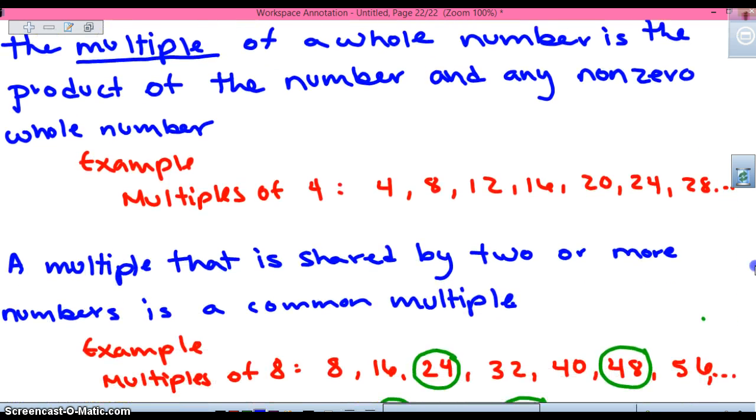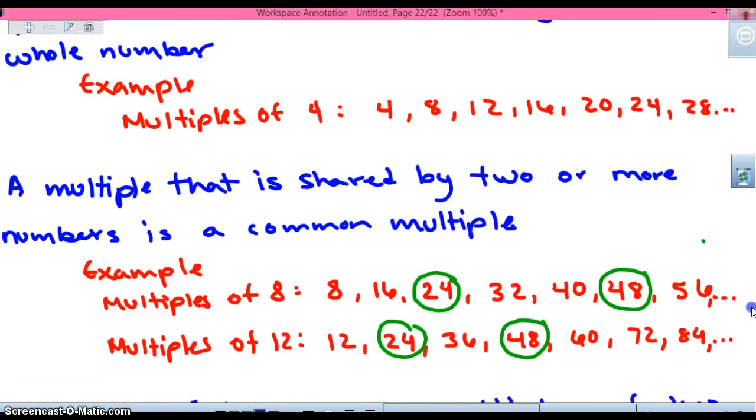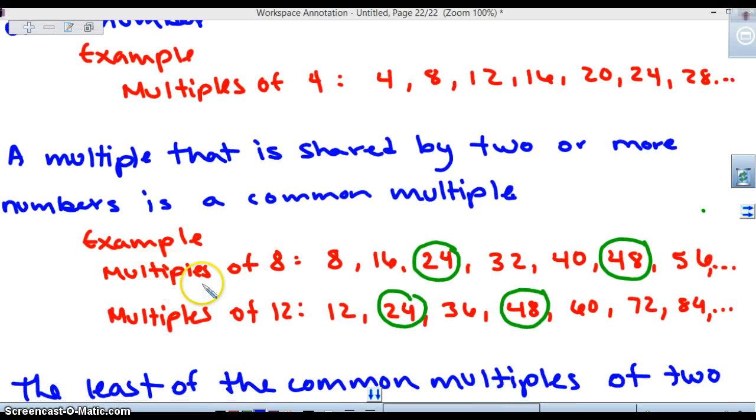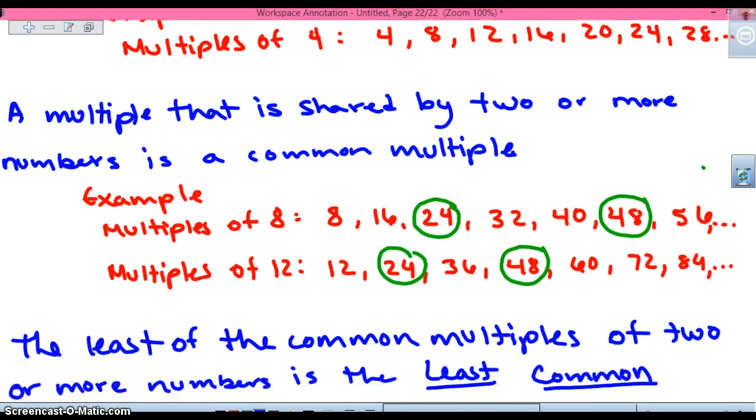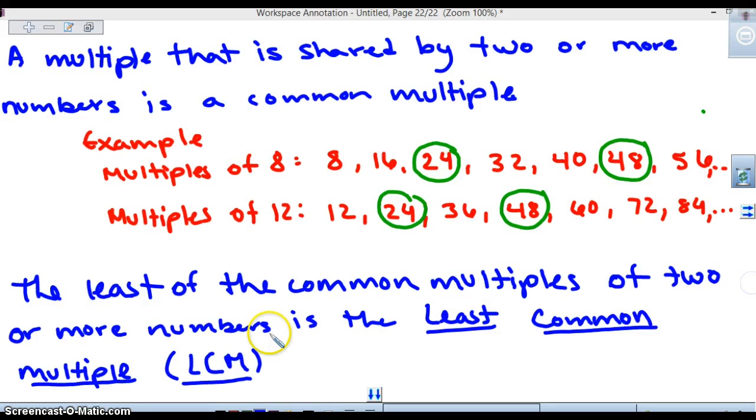A multiple that is shared by 2 or more numbers is a common multiple. So for example, I have here a few of the multiples of 8 and 12. What are their common multiples? 24, 48. Is 72 also a multiple of 8? Yes, so that would be another common multiple. The least of the common multiples of 2 or more numbers is the least common multiple. So the least common multiple of 8 and 12 is what? 24.